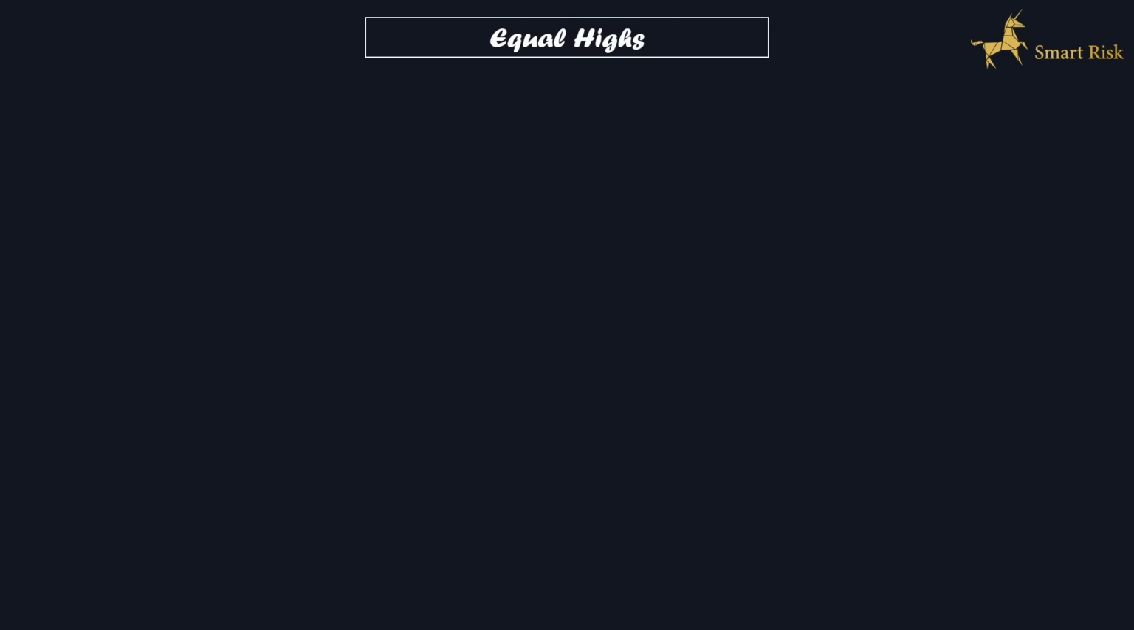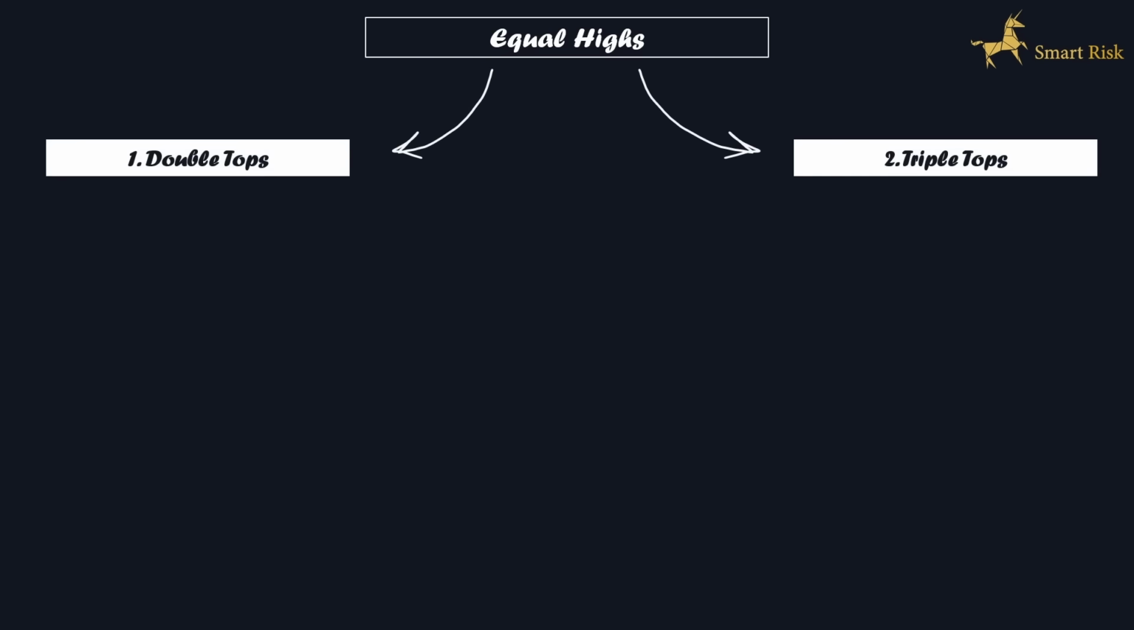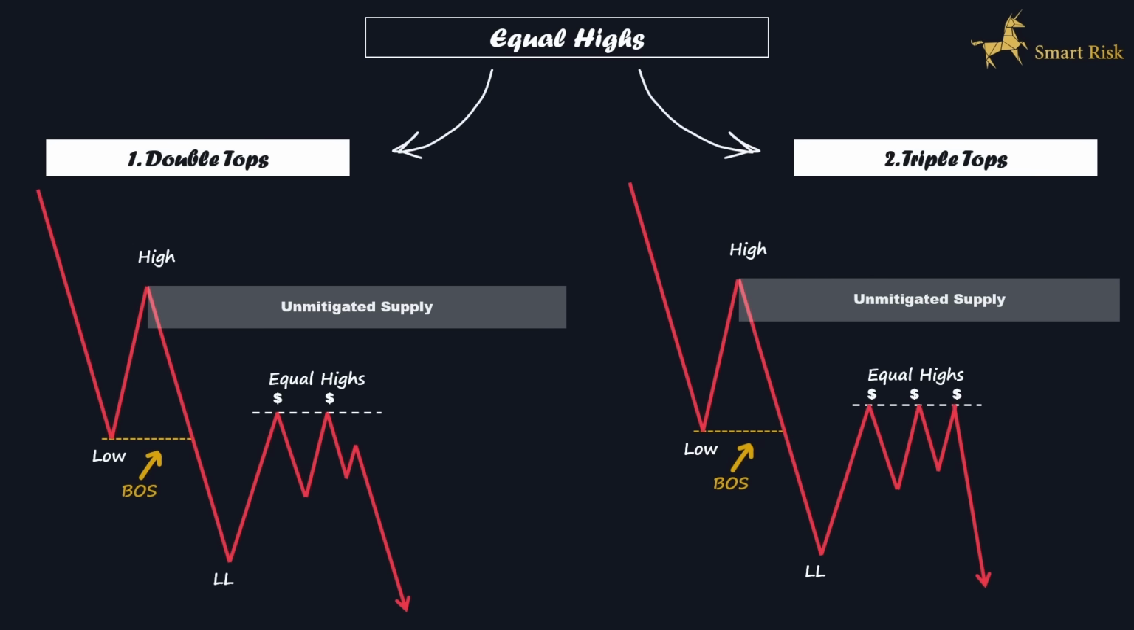As previously discussed, equal highs fall into 2 categories, double tops and triple tops. If we take a look at this double top pattern on the left side, it's clear that the bears are in control. After breaking the recent structure to the downside, the price rallied back up and formed 2 equal highs near the unmitigated supply zone associated with the BOS's wave. The existence of these equal highs created a substantial liquidity pool above them, consisting of the stop losses of retail traders who had entered the market by taking short positions after identifying the double top pattern.